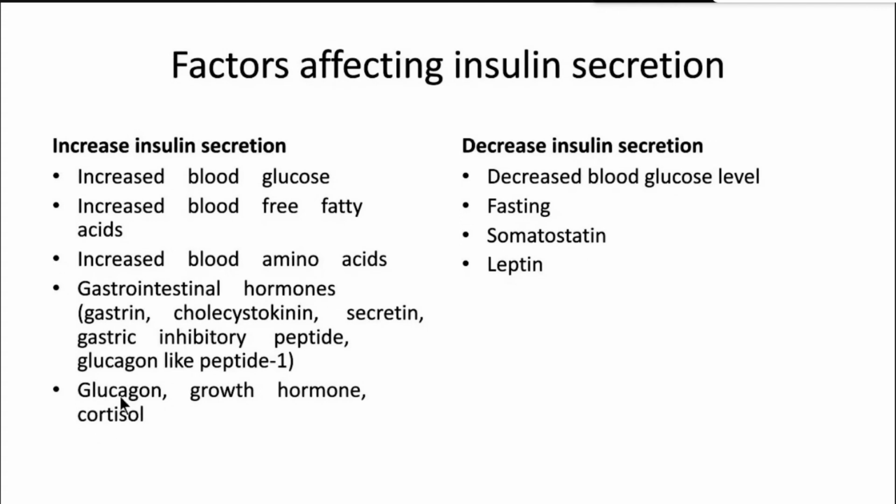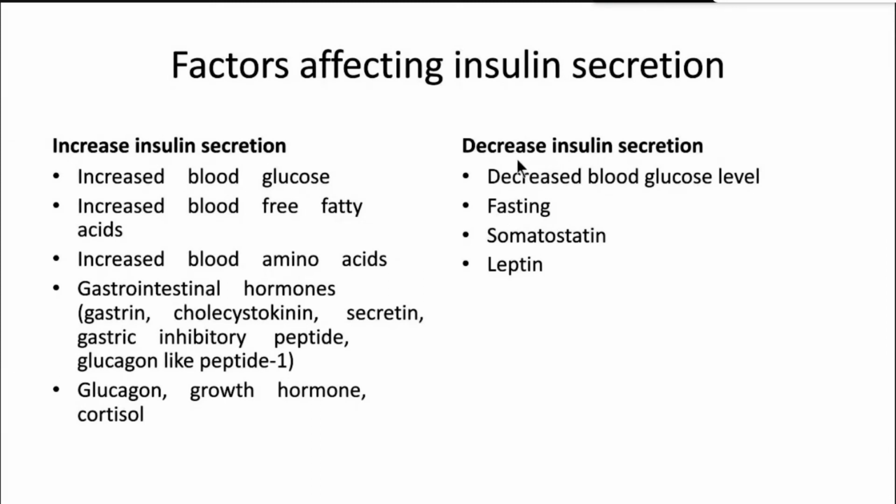And other hormones like glucagon will also increase insulin secretion. Growth hormone and cortisol: with an increase in growth hormone and cortisol level, there will be an increase in insulin secretion. The mechanism may be that when there is an increase in growth hormone and cortisol, there will be an increase in blood glucose that may increase insulin secretion.